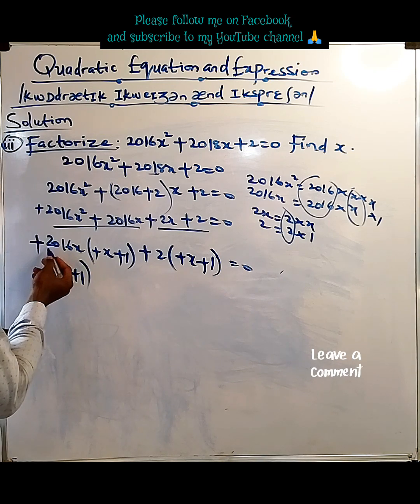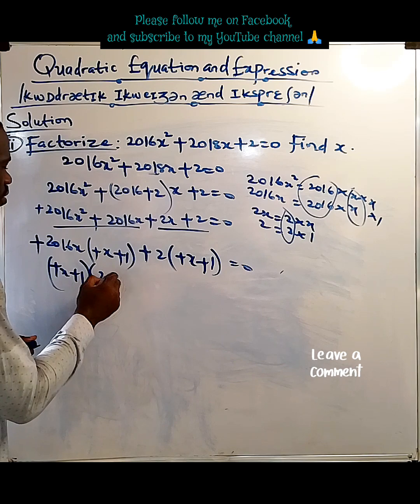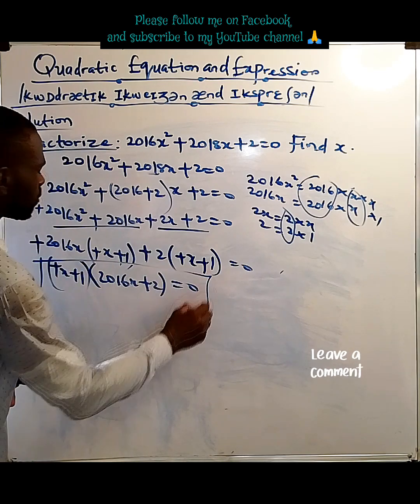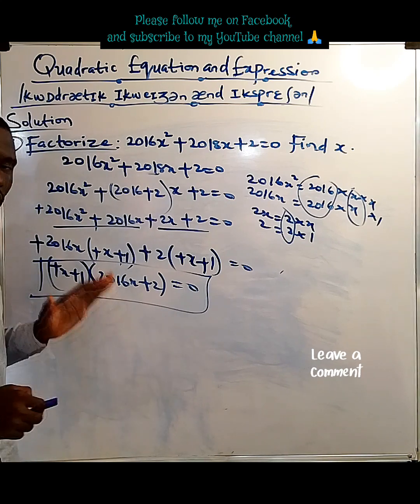So what do we have left? We have 2016x plus 2. 2016x plus 2 equals 0. Now we are done factorizing. As simple as that. It's very simple.